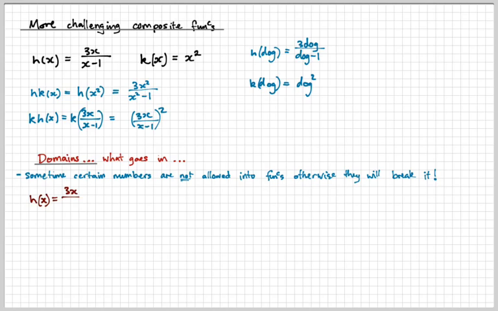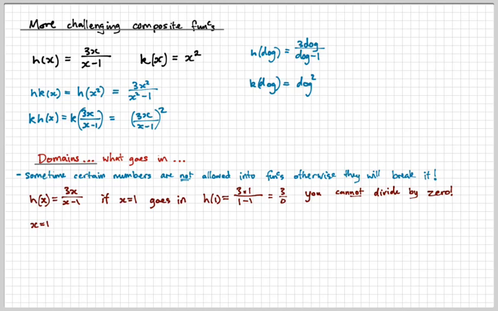So h of x equals 3x over x minus 1, as it did before. What happens if x is 1? What happens when we put x of 1 into the function? Well, let's look at h of 1. That's 3 times 1 divided by 1 minus 1. This is 3 times 1, well, 3 over 0. 3 divided by 0. You can't divide by 0. So if we put 1 into the function, it breaks the function. You're not allowed to divide by 0.